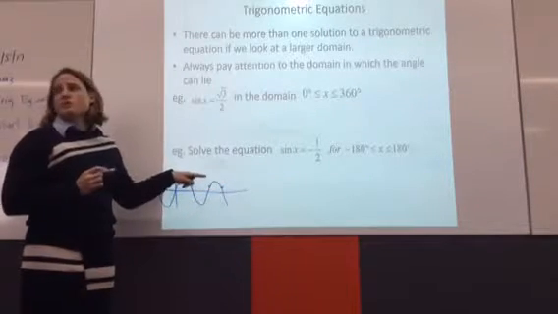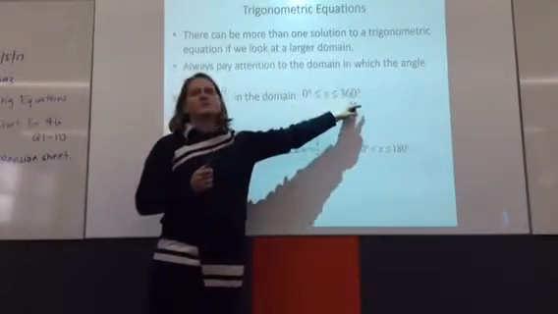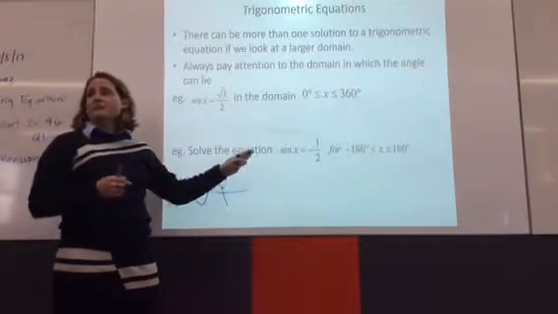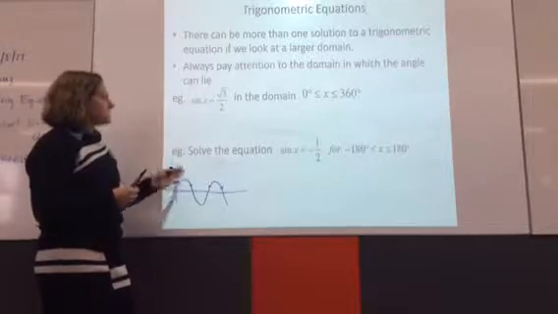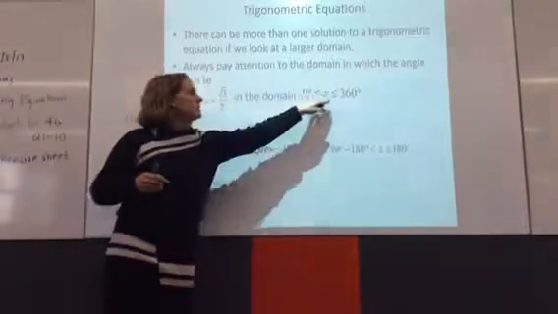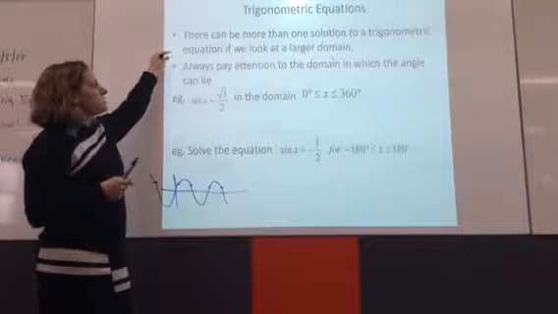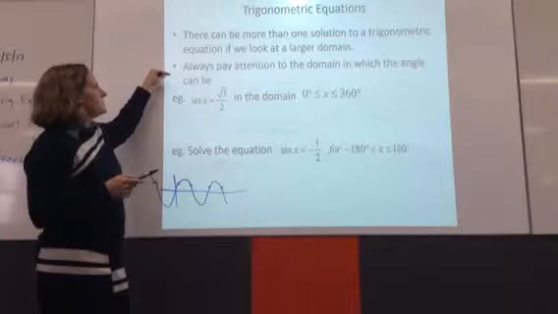Notice in most questions I have some sort of domain. So here I'm solving between 0 and 360. If I'm not given a domain, then my values are endless, so I would have to generalize my solution. In these ones at the moment we're going to have a given domain. So there can be more than one solution to a trig equation if we look at a larger domain. Always pay attention to the domain in which the angle can lie.